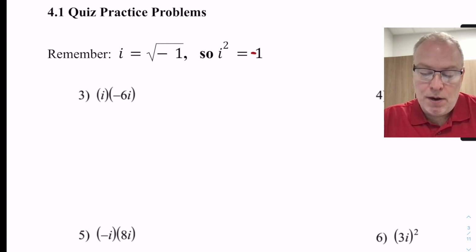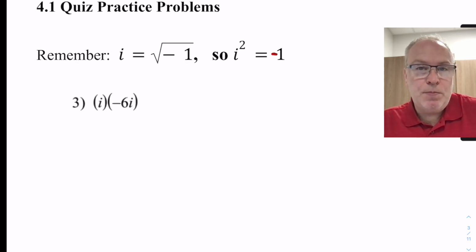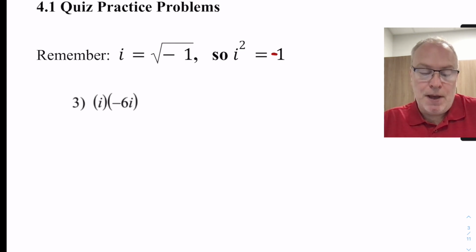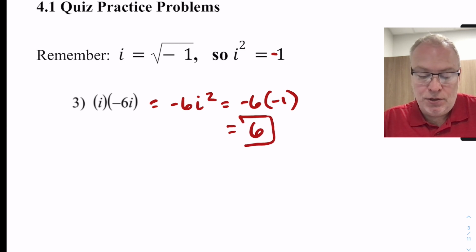I've got a typo here. i squared is -1. So anytime you see an i squared, you need to replace it with -1. So on this problem number 3 here, you see we've got an i squared that's going to pop out here. When we take i times i, we get i squared, just like when you take x times x, you get x squared. So this is -6 i squared, which is -6 times -1, which is +6. So the answer here is +6.